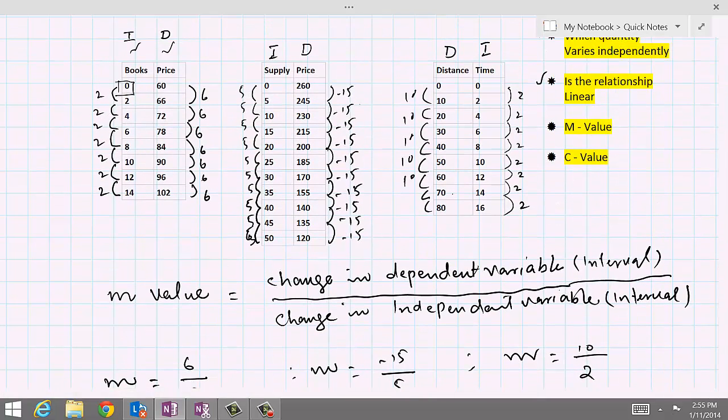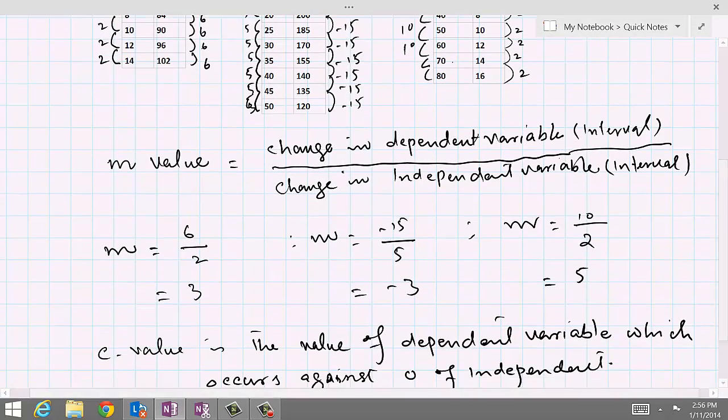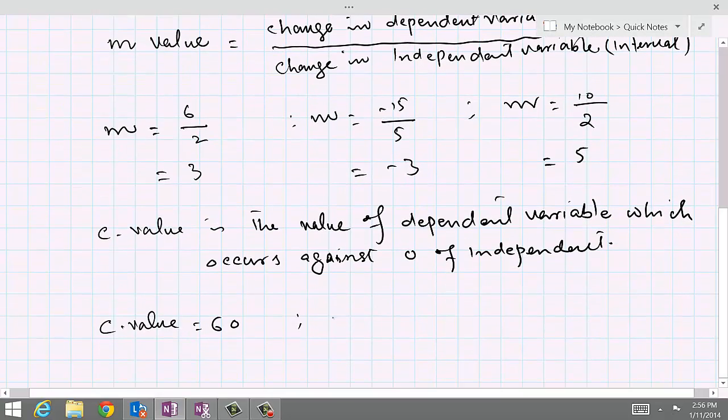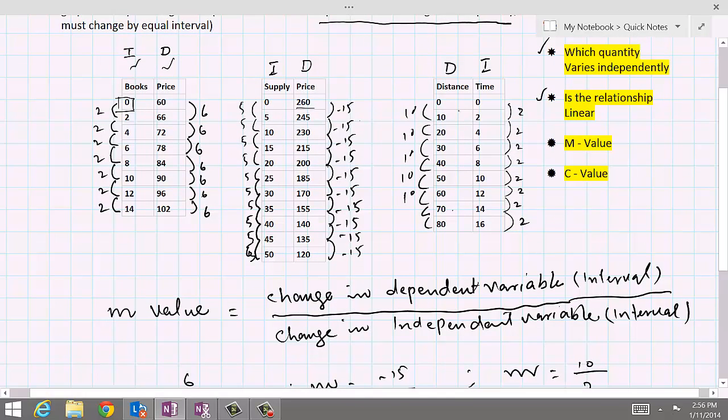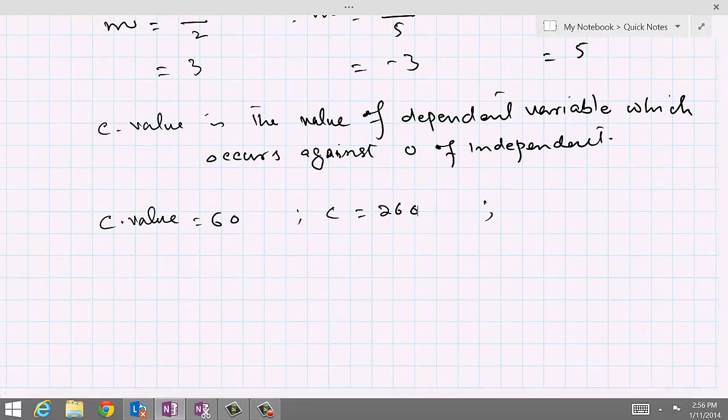And we should also take a look at what the C value is for the second data set. That is 260, because that is the value against 0 of the independent. So the C value for this is 260. And what is the C value for the third data set? That is 0 of time, and because time is independent, against the 0 of time, what is the distance? That is 0. So the C value is equal to 0 here as well.